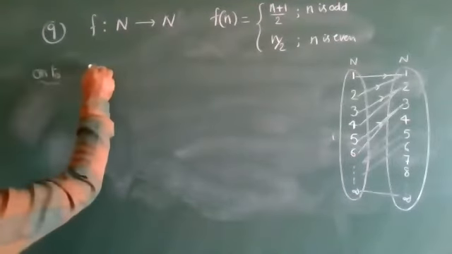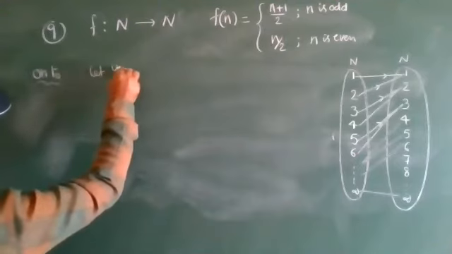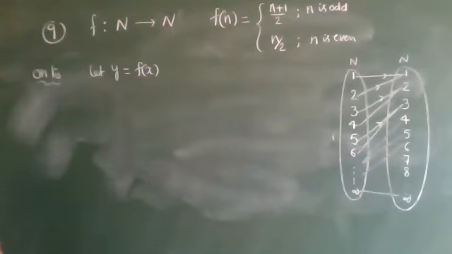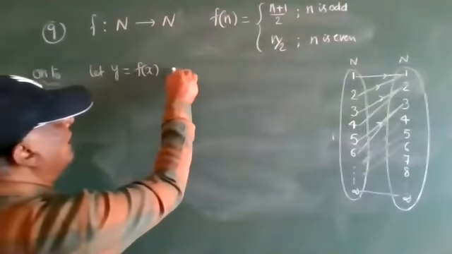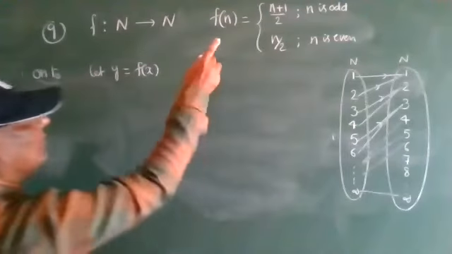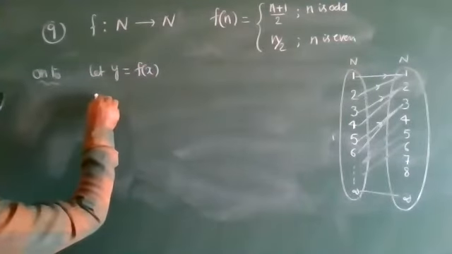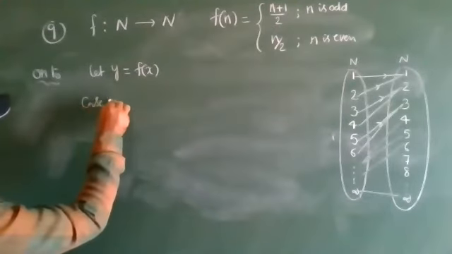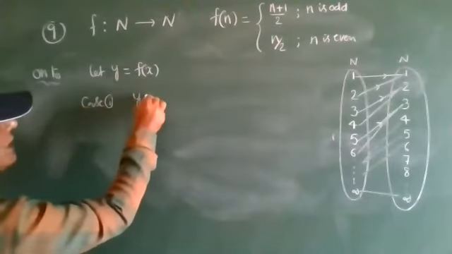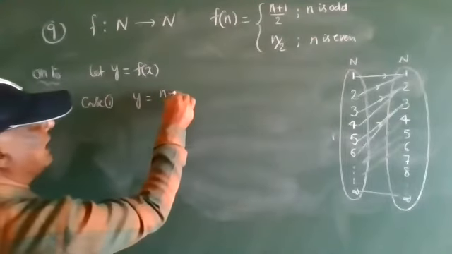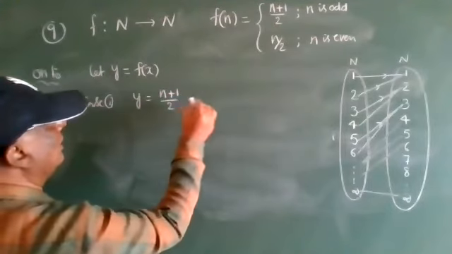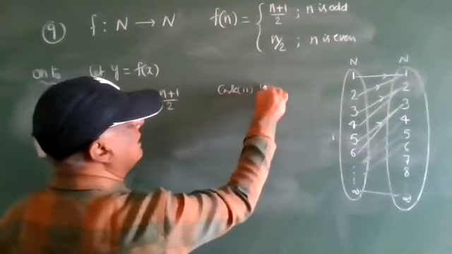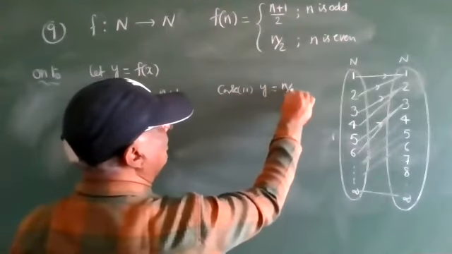What is onto? Let y is equal to f of x. Y has two cases. Case 1, for odd numbers, y is equal to f of x, which is (n plus 1) by 2. Case 2, for even numbers, y is equal to n by 2.